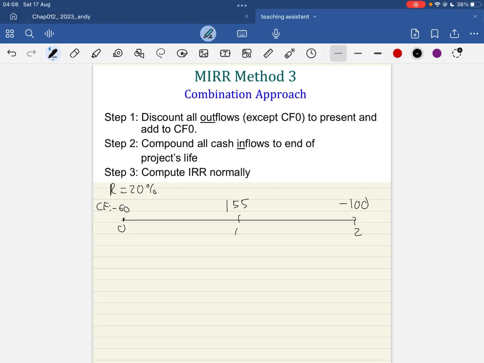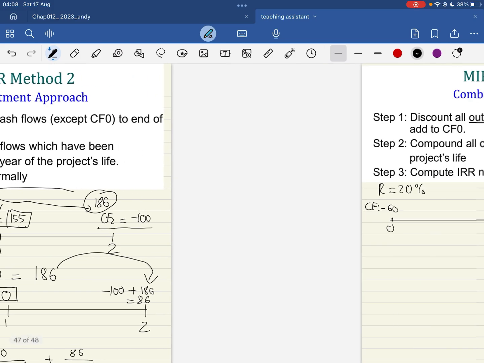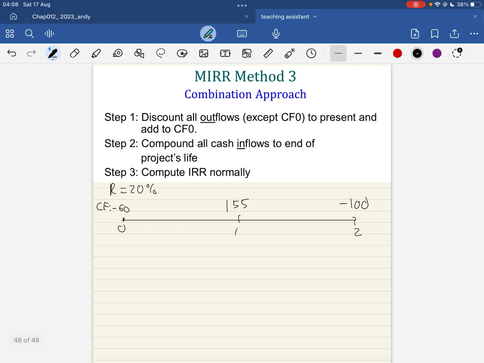And the last method we are talking about is the combination approach. Just like the name, it's a combination of both the discounting approach and the reinvestment approach. So step 1 is to discount all the outflows. For example, in this exercise, all the outflow except CF0. And the only outflow we can see is at the end of the period, which is minus 100.